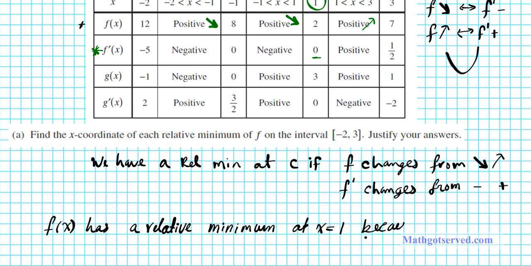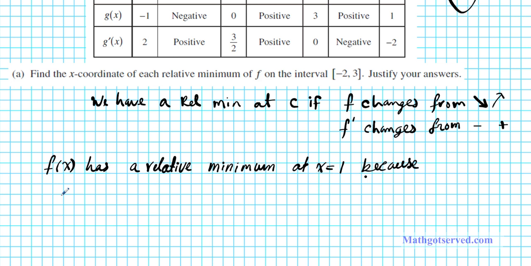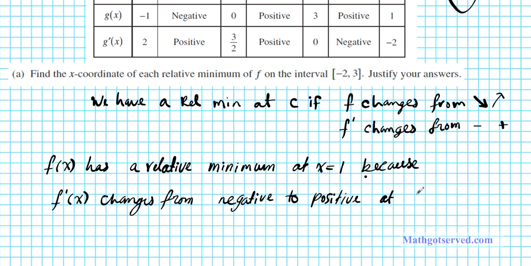because remember we are asked to provide justification here, so it's imperative that we do that, because f prime of x changes from negative to positive at that x value. Okay, at that x value, and we know what that means. Okay, so that's that.